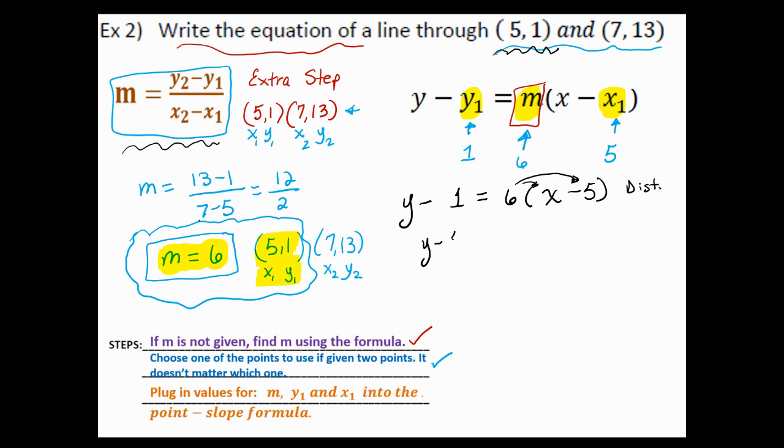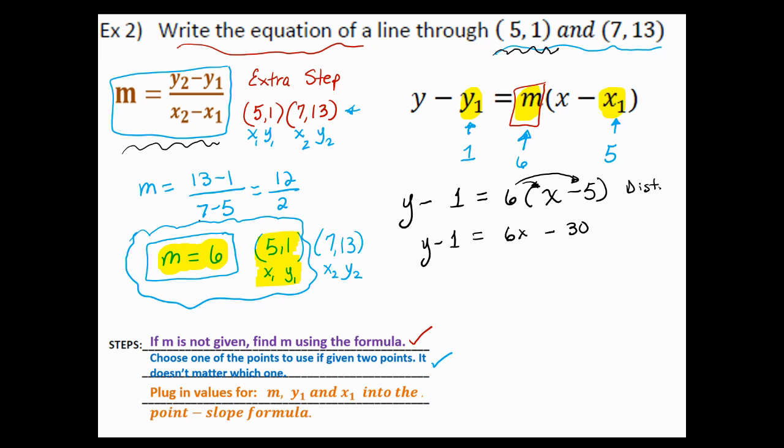So y minus 1 is equal to 6x minus 30, because a positive times a negative, and 6 times 5 is 30. Be careful. The only real error that students ever have here is this back part of the distribute. Sometimes students will think 6 minus 5 is 1, so they'll write a 1 here. But remember, you're multiplying when you distribute, okay?